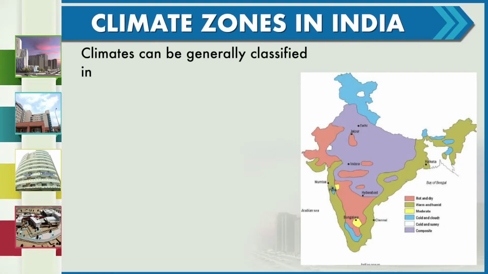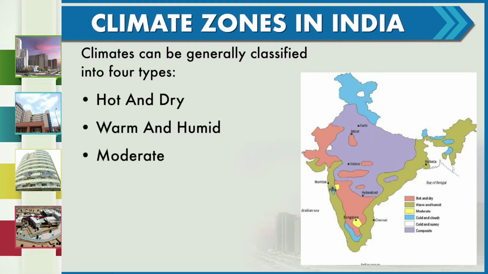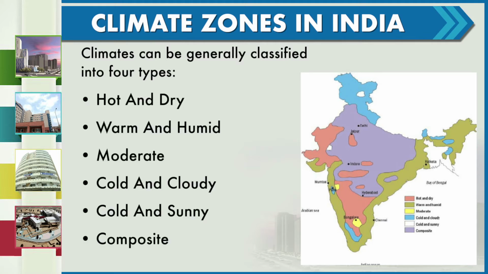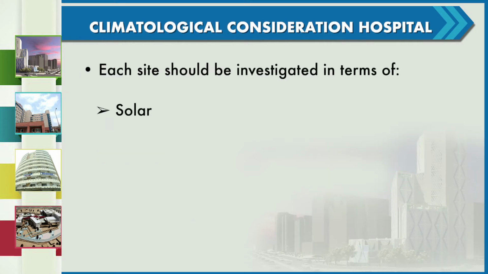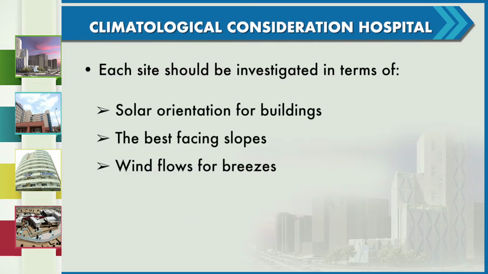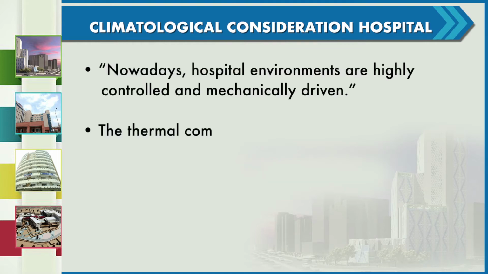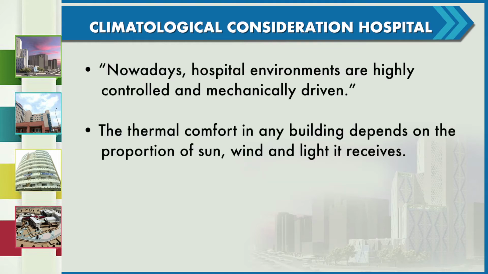Climates in India can be generally classified into 4 types: cold climate, temperate climate, hot and arid climate, hot and humid climate. Each site should be investigated in terms of solar orientation for the buildings, the best facing slopes, wind flows or breezes. Nowadays, hospital environments are highly controlled and mechanically driven, but thermal comfort in any building depends on the proportion of sun, wind and light that it receives.